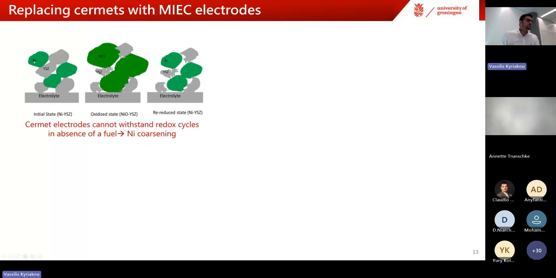So you have the nickel, which is metallic, with a very nice interface. And then at some point, your nickel or part of your nickel can be oxidized. It becomes larger in size. And then when it shrinks again from the reduction, you are practically losing your active surface for electrochemistry.